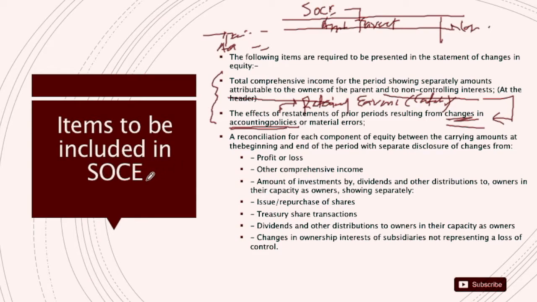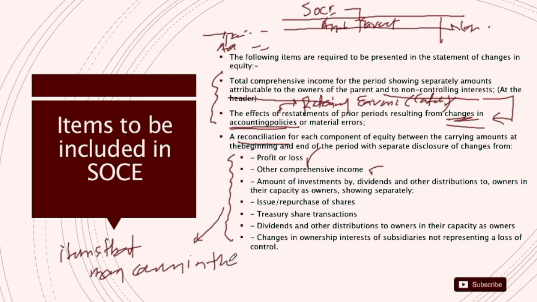Under the requirement of the standard, we need to prepare a reconciliation of the following items, and it has to be presented in this particular manner. The first is the profit or loss, and the other comprehensive income. So always remember, these are the items that may cause changes in the equity balances. That's why we are preparing a reconciliation statement. So we need to bifurcate between profit or loss and other comprehensive income rather than showing only total comprehensive income.